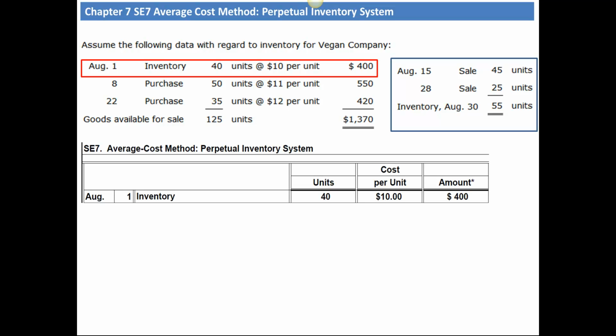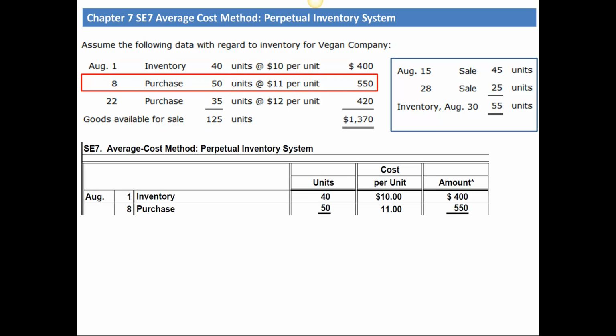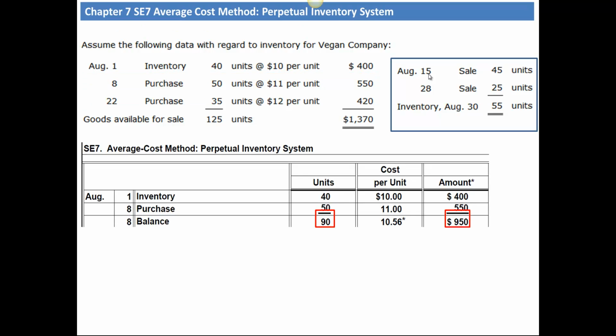So beginning with the average method, the first thing we're going to do is write down our beginning inventory. So we have 40 units that cost us $10 a piece for a total of $400. Then we made a purchase of 50 units at $11 a piece for $550. And if you notice in the dates up here in the top, the next date that something occurred is a sale on August 15th. So before we can calculate the sale, we have to calculate our average cost, which we're going to call our balance.